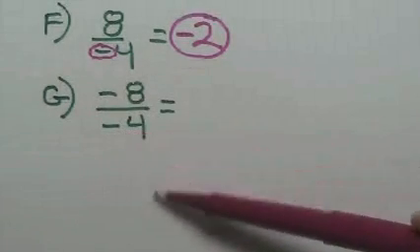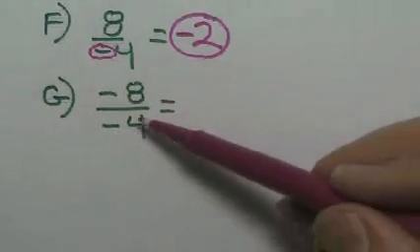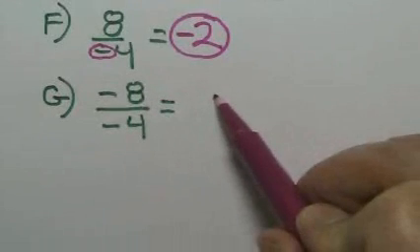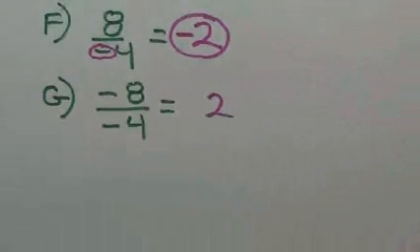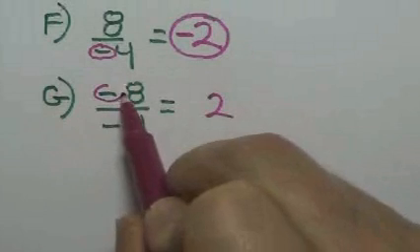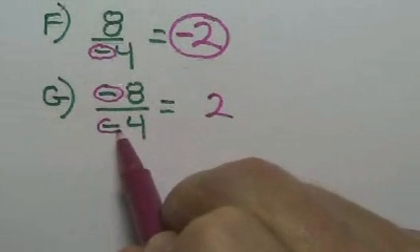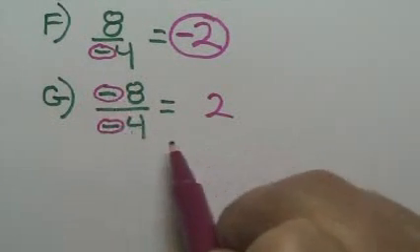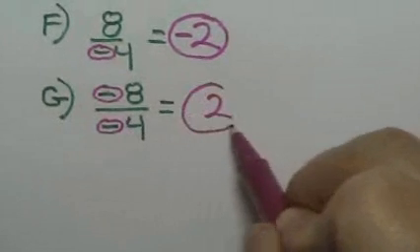Negative 8 over negative 4. So first we divide. 4 goes into 8 twice. Now I count my negatives. I have one negative sign, two negative signs. Two negatives cancel. So you're just left with positive two.